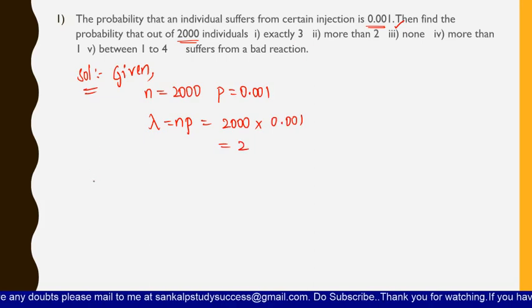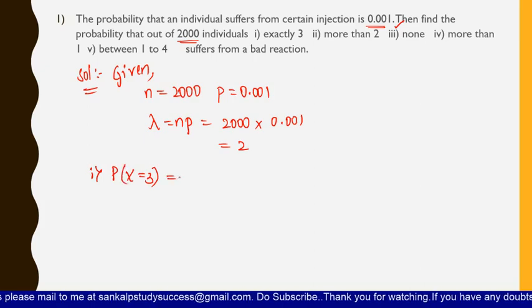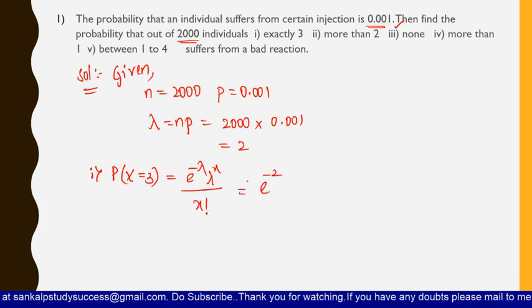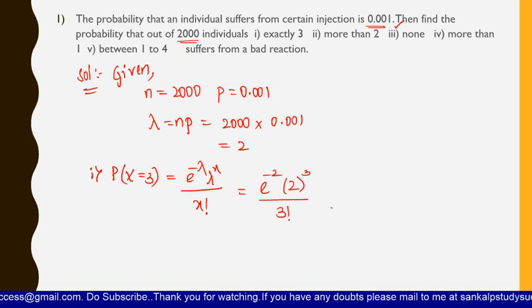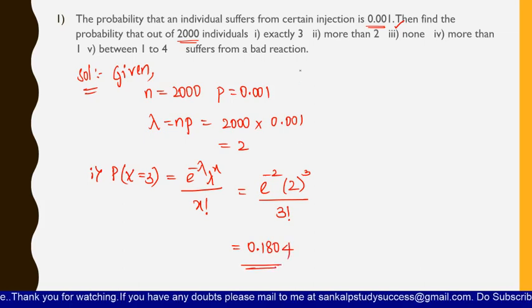Now the first one, let us take exactly 3. That means P of x equals 3, which is equal to the formula e power minus lambda into lambda power x by x factorial. Lambda is nothing but 2. So that means e power minus 2 into 2 cube by 3 factorial. Now if you compute this value, you will get 0.1804. So this is the probability of exactly 3 suffering from a bad reaction.